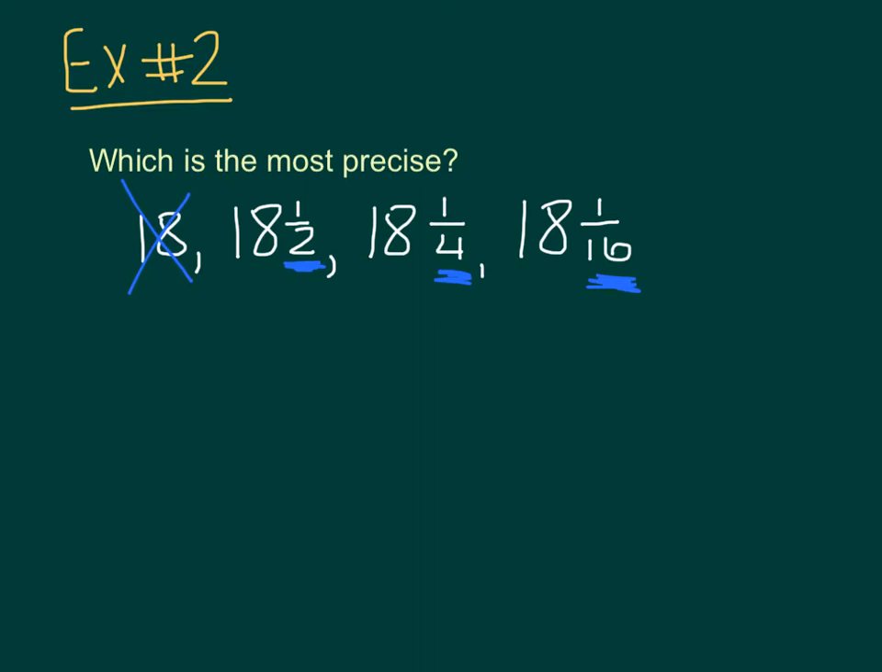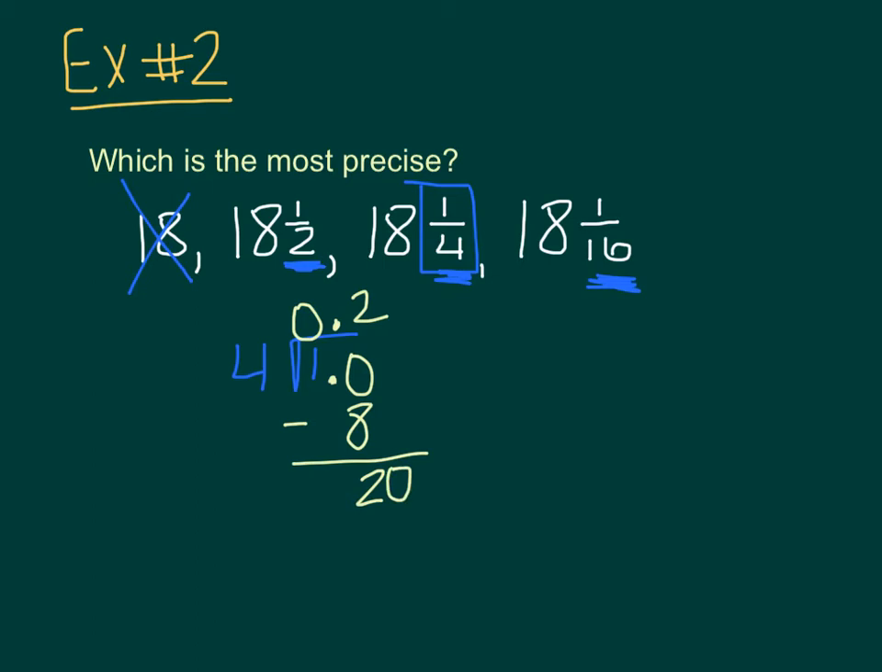So let's divide 1/4 to see what that is as a decimal. Remember, your numerator always goes inside. 4 can't go into 1, so we put a 0. Add a decimal and a 0 and bring it up. 4 goes into 10 2 times, which is 8, with 2 left over. 4 can't go into 2, so we add a 0. And 4 goes into 20 5 times. So if we were to rewrite this, it would be 18 and 25 hundredths.